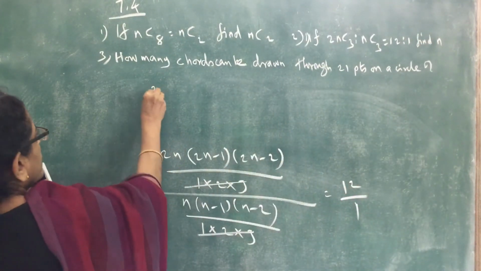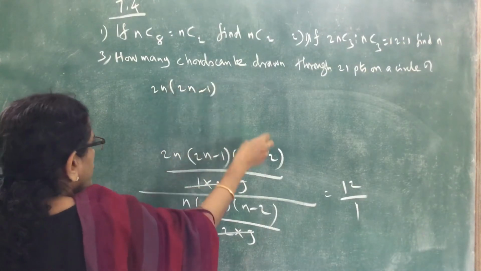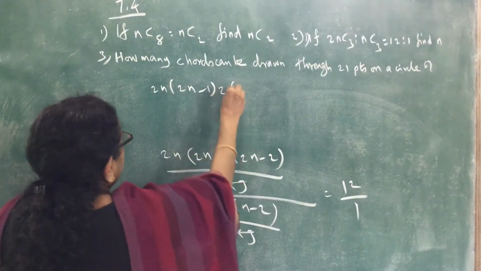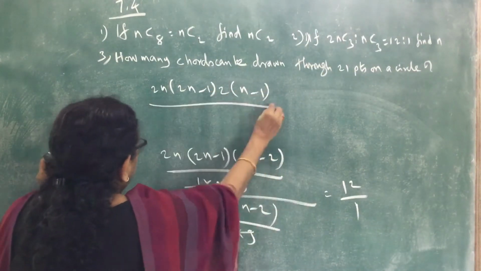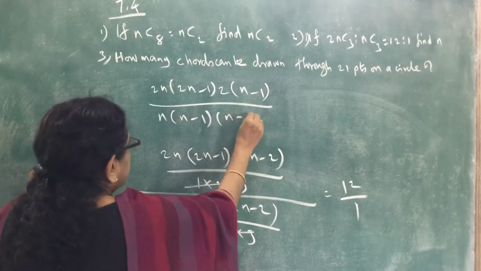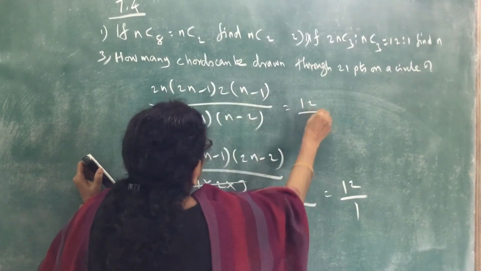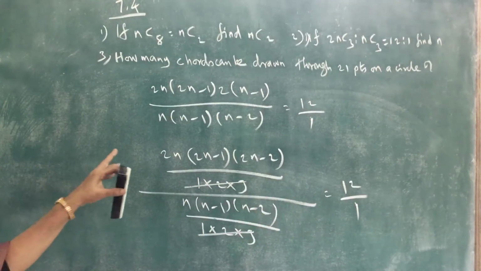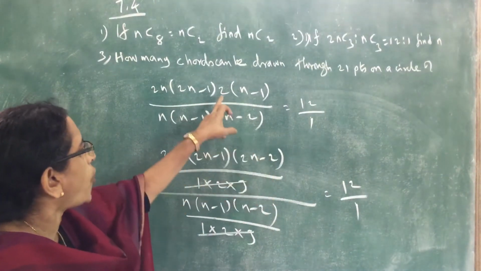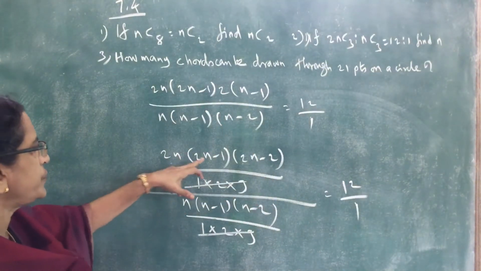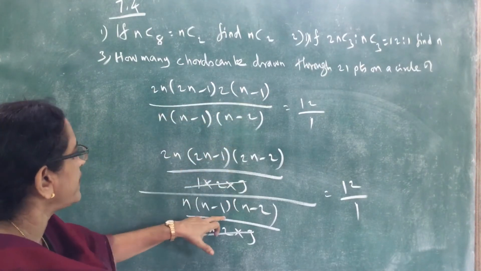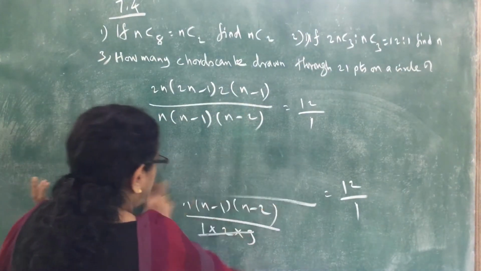So 2n into 2n minus 1 into, from this 2n minus 2 we can take 2 common. So what we get? 2n into 2n minus 1 into 2 into n minus 1 divided by n into n minus 1 into n minus 2 equal to 12 divided by 1. So when we simplify, from this we take 2 common.